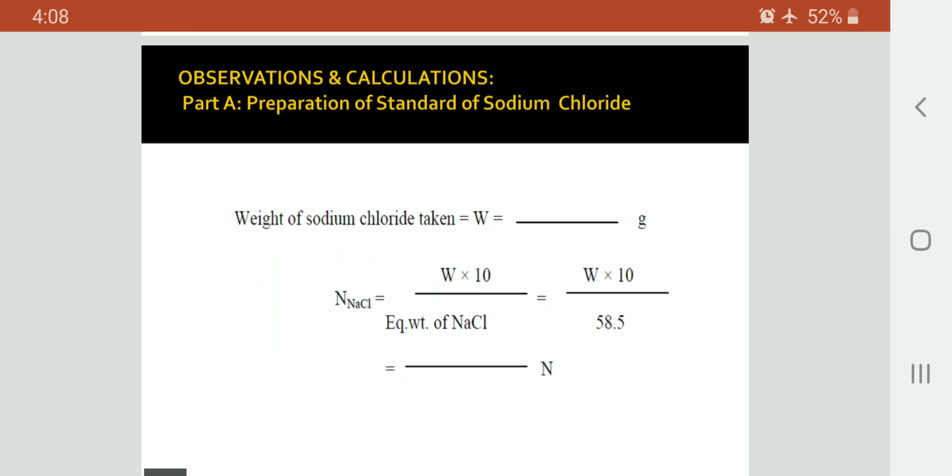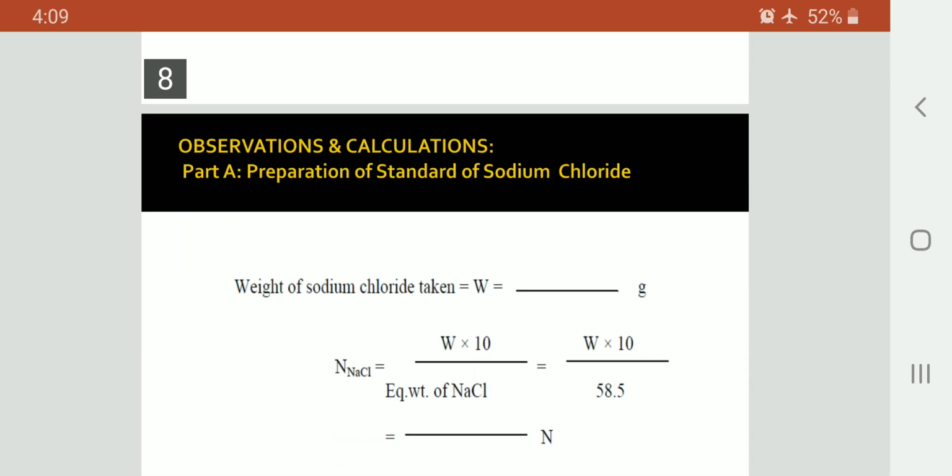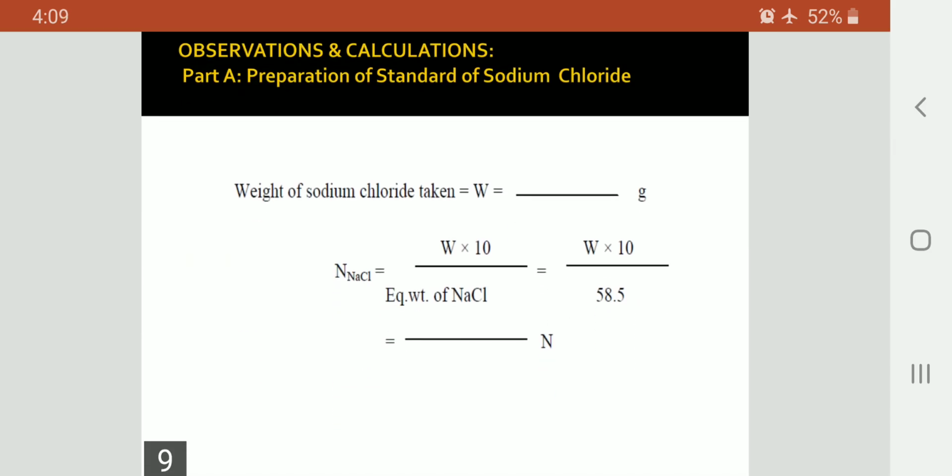So you can see we can calculate the normality, and the weight is already given to you. The weight is 0.024. Put that weight multiplied by 10 divided by the equivalent weight of NaCl, that is 58.5. You are going to get the normality of NaCl.